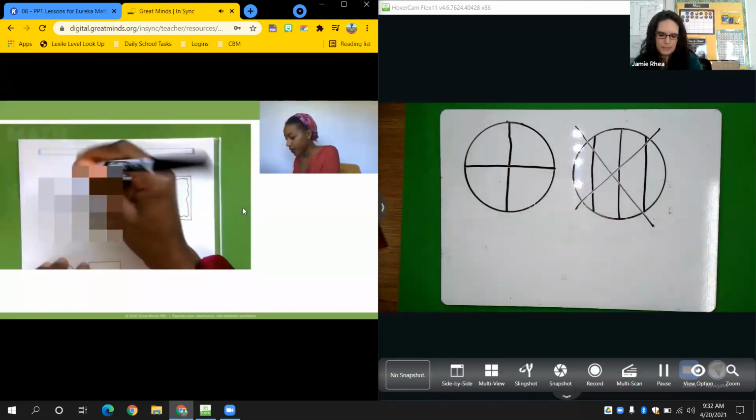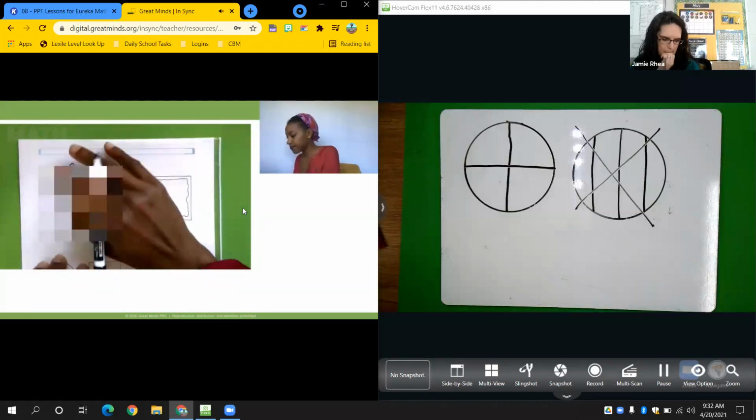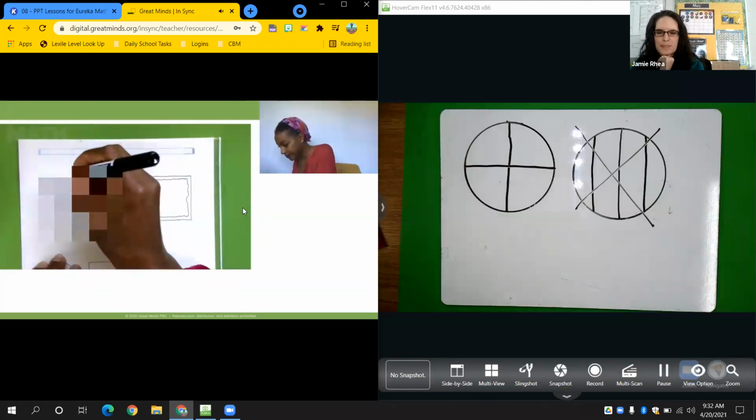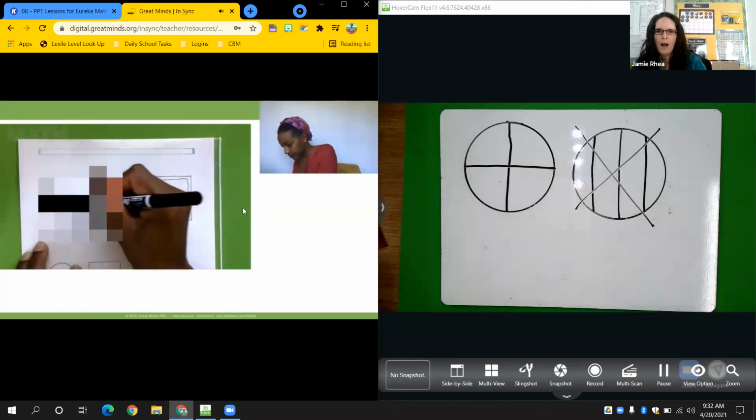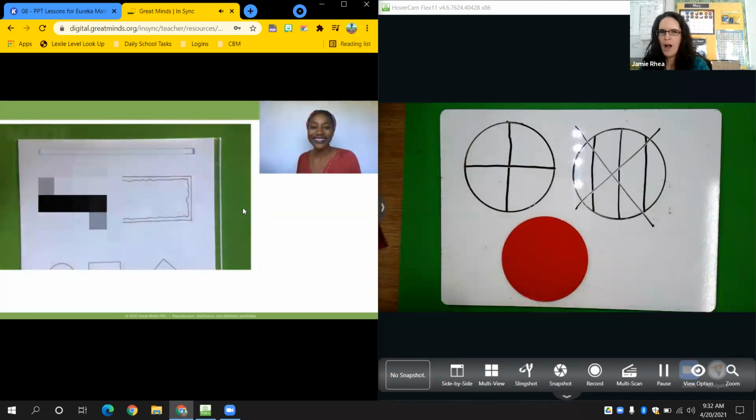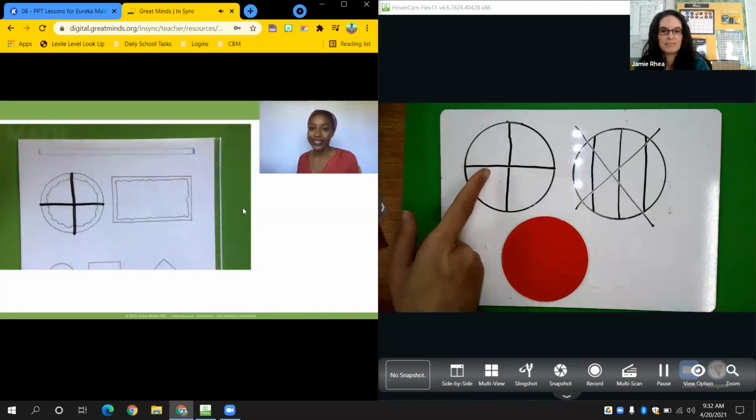Making fourths. Did you have to erase and start over a few times because your lines weren't very straight? That's okay. I worked hard. I think I have it. This is how I showed fourths. I'm going to try fourths one more time. You tell me if this is fourths.